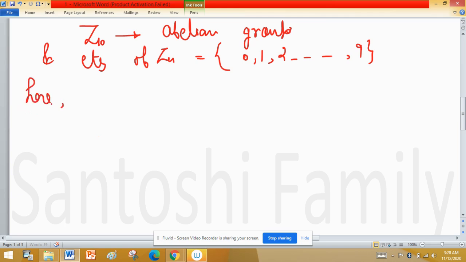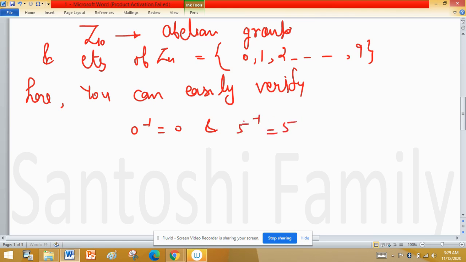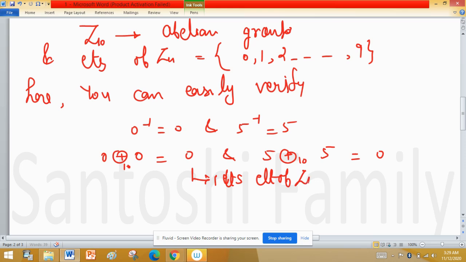Here you can easily verify 0 inverse equals 0 and 5 inverse equals 5, because 0 plus modulo 0 equals 0, and 5 plus modulo 10 5 equals also 0, and 0 is the identity element. 0 is the identity element of Zn.